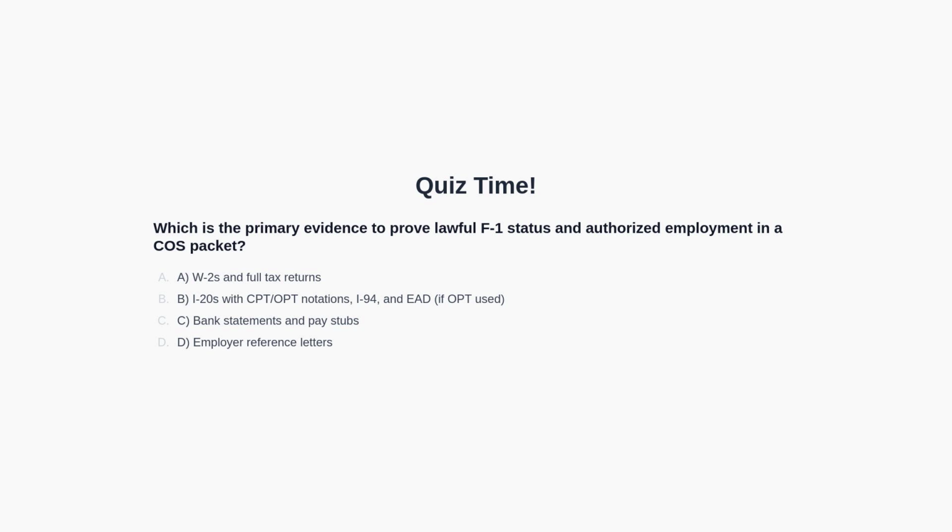Quiz time. The question is, which is the primary evidence to prove lawful F-1 status and authorized employment in a change of status packet? Option A is W-2s and full tax returns. Option B is I-20s with CPT or OPT notations, I-94, and an EAD if OPT was used. Option C is bank statements and pay stubs. Option D is employer reference letters. You may pause the video now to think about the answer. We will discuss the answer in the next section of the video.